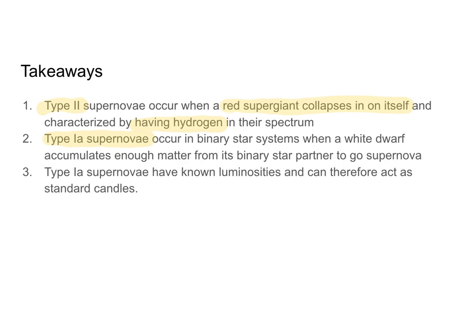The reason for that is that they occur in binary star systems when a white dwarf star accumulates enough matter from its binary star partner to go supernova. And again, this happens right when that star hits the Chandrasekhar limit. Because the supernova happens when the white dwarf hits its Chandrasekhar limit, it has a known mass and therefore a known luminosity. As a result, the type 1a supernova can act as a standard candle because we have a known luminosity and can measure its brightness and therefore can calculate its distance.